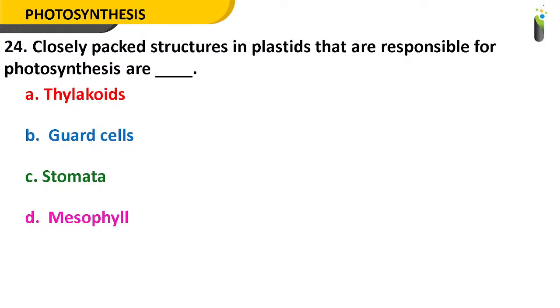What should be the answer for this? Question number 24. The answer is A, thylakoids. So the closely packed structures in the plastids that are responsible for photosynthesis are thylakoids.